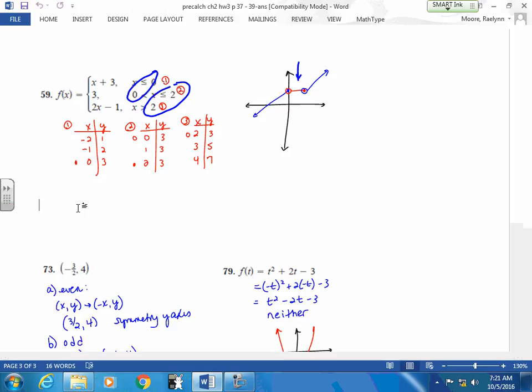If you need to, put each one of these in your y equal. Put x plus 3 in your y equal. Go to your table and pull out those y's. This one has a constant. This one again, go to your table and pull out those y's. And then piece them together. That's why it's piecewise.